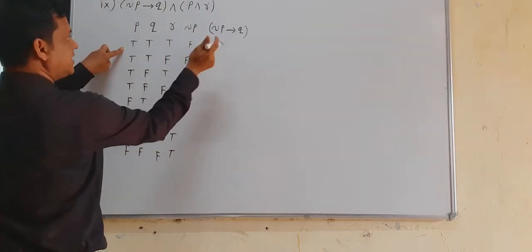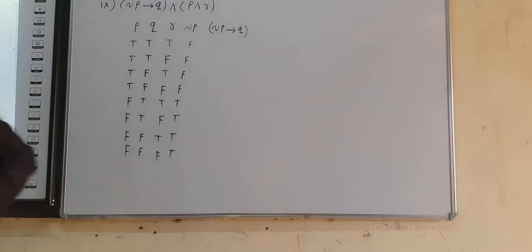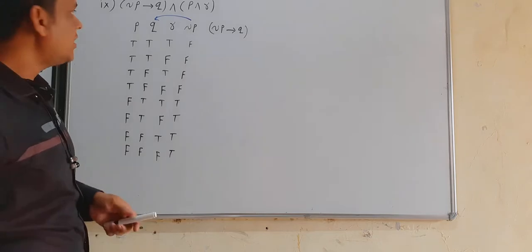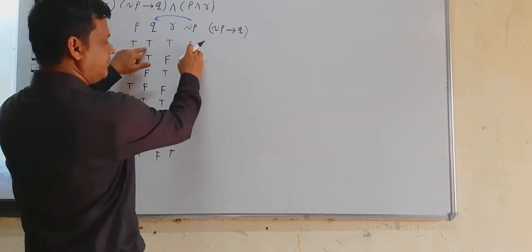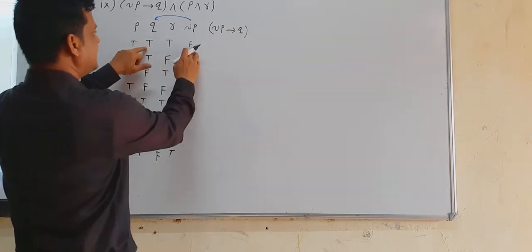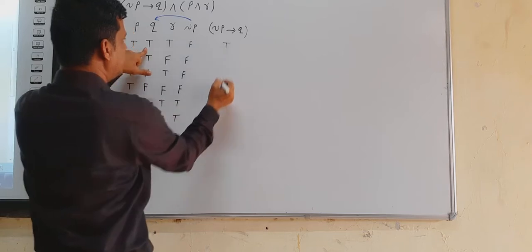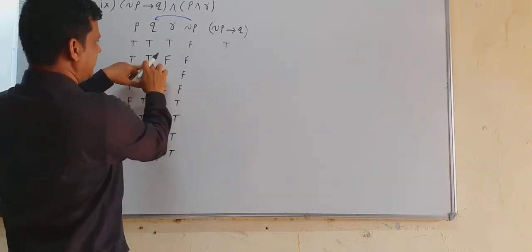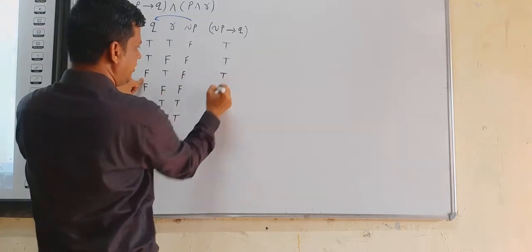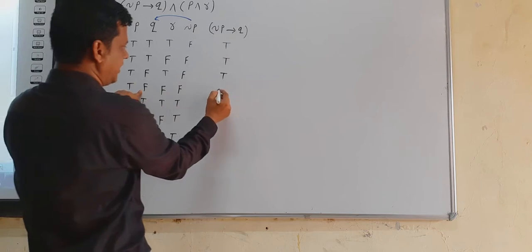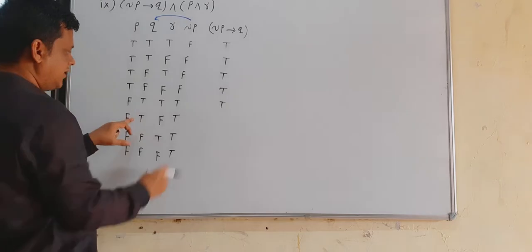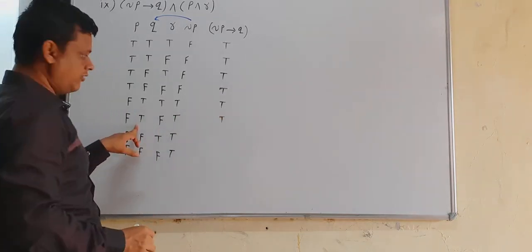Here the second statement is Q, so we give the arrow. That means the second statement is Q. We observe the entries: if both are the same, then we write its truth value T, otherwise the result of the second statement. Entries are not same, therefore its truth value is T. Entries are not same, therefore T. Entries are same, therefore T.